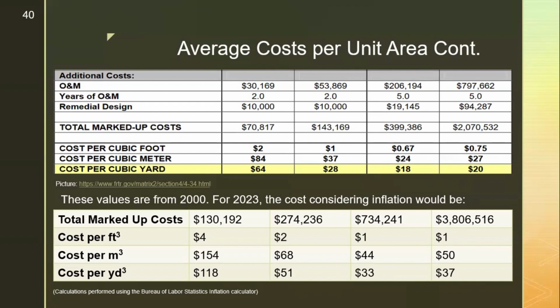All values were determined for the table in the year 2000, so in order to have a better understanding of what these values are in 2024, the values were converted to their modern day cost equivalents.